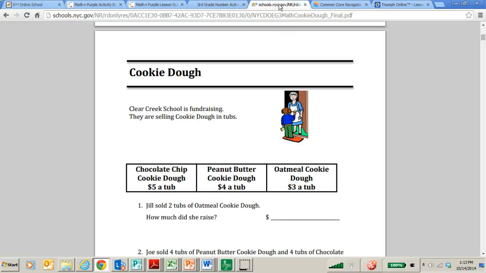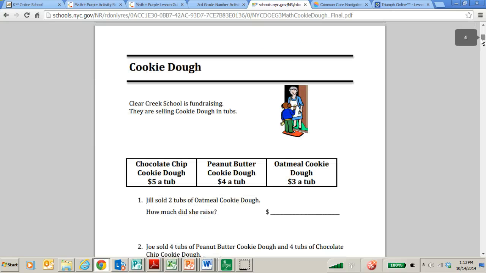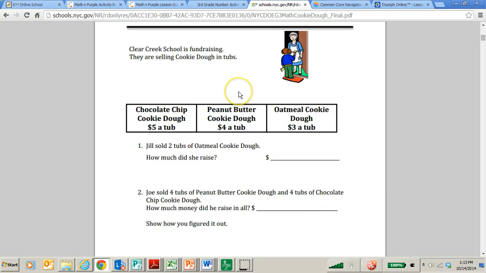Another excellent way for you to know if your child has truly mastered the standard is to go to a resource like this. This happens to be from New York, and this is a performance task, and it talks about someone selling tubs of cookie dough. They know that chocolate chip cookie dough is $5 a tub, peanut butter cookie dough is $4 a tub, and oatmeal cookie dough is $3 a tub. This is a performance task that definitely shows whether a child can do multiplication and division word problems and understand the difference between both. It says Jill sold 2 tubs of oatmeal cookie dough. How much did she raise?